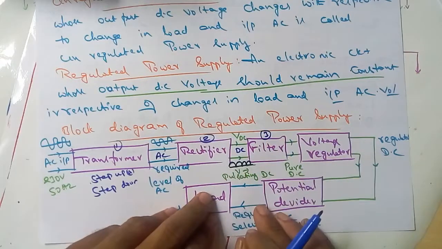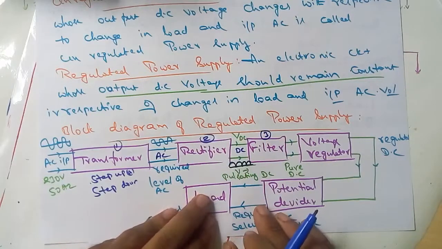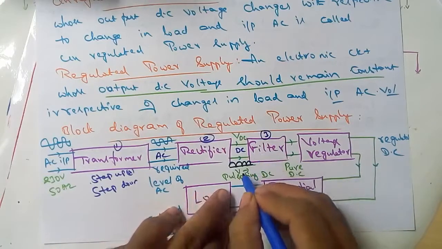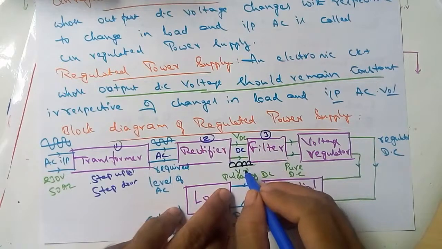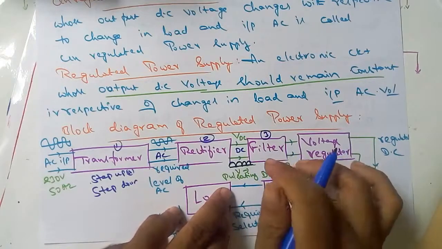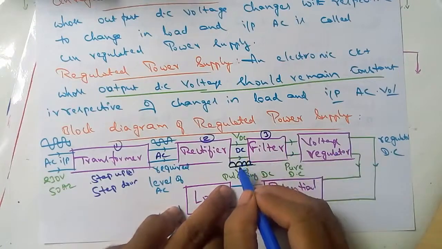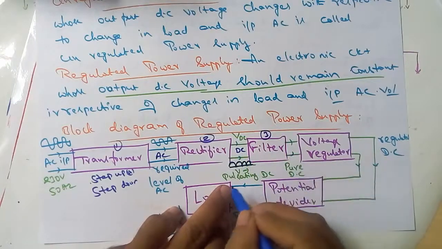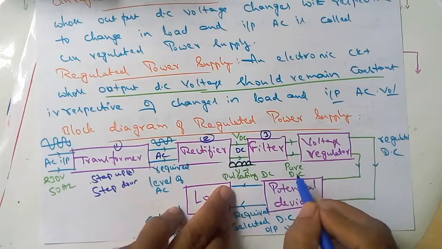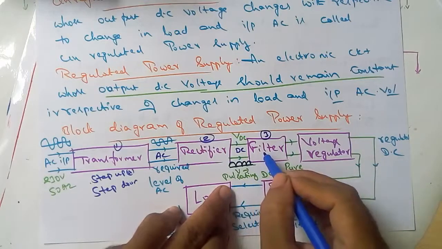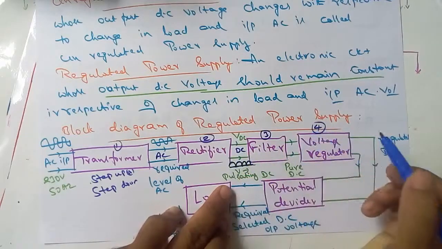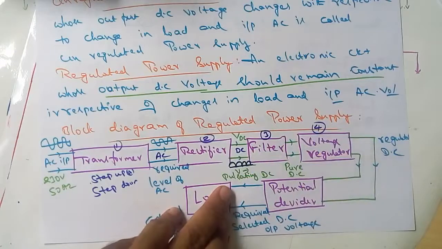So a filter is the electronic circuit which removes the pulsating AC component within the DC. Otherwise you may say that pulsating DC is converted into pure DC. Here I wrote that pulsating DC converted into pure DC is called a filter. Right, a simple definition.